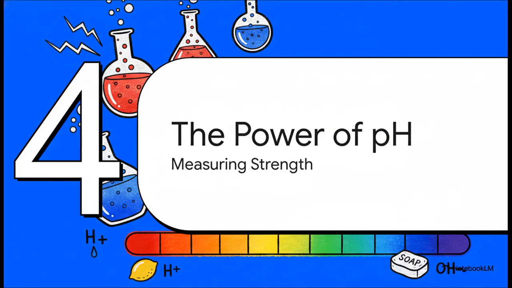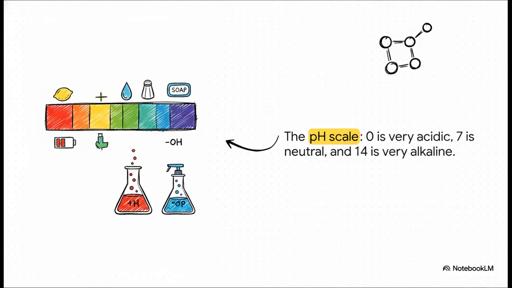Right. So we know what acids and bases are. But are all acids equally acidic? Is all soap equally basic? Of course not. Some are strong and some are weak. So how do we measure this strength? For that, we use a special scale called the pH scale. The pH scale is basically a scale of numbers from 0 to 14. It's quite simple to understand.